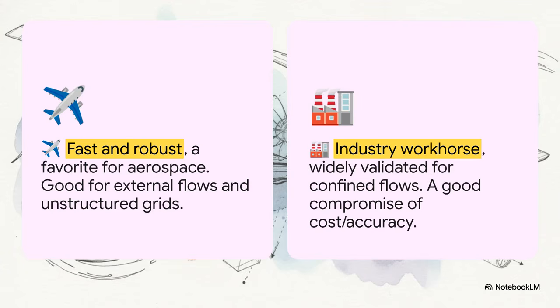So let's compare two of the most popular workhorses. On one side, you've got Spalart-Allmaras. It's really fast and stable, which is exactly why the aerospace industry loves it for things like calculating airflow over a wing. Then, on the other side, you've got the k-epsilon model. This one is a super versatile industry standard, and it's especially good for flows that are confined inside something, like air moving through an engine or water flowing through a pipe.